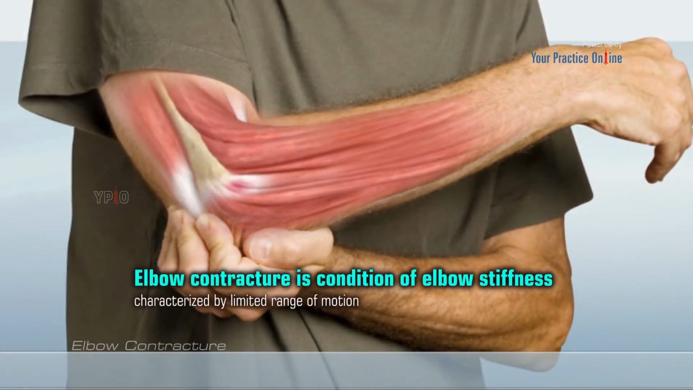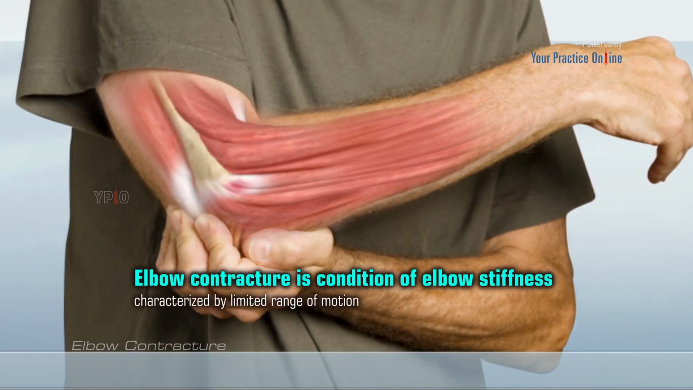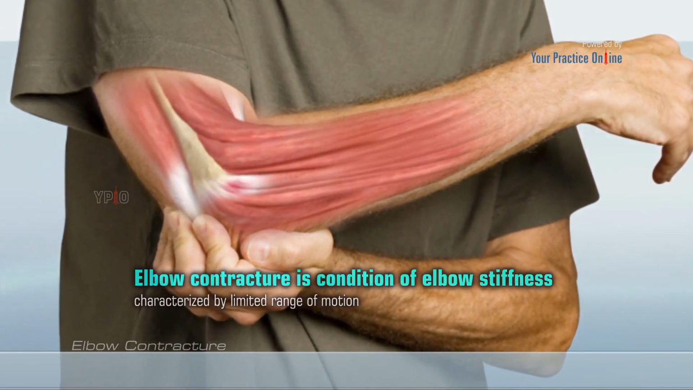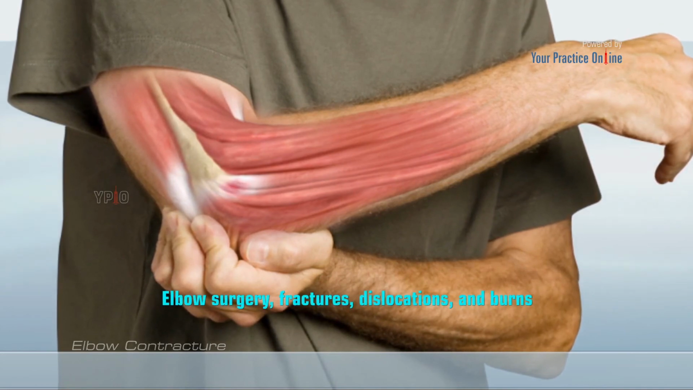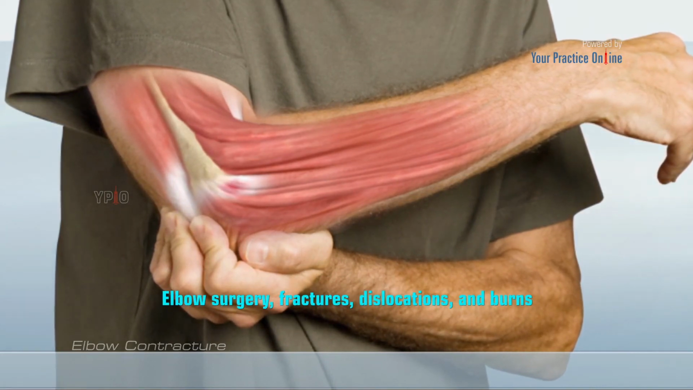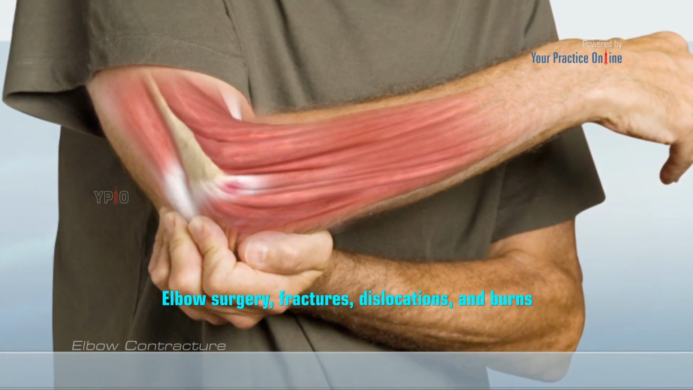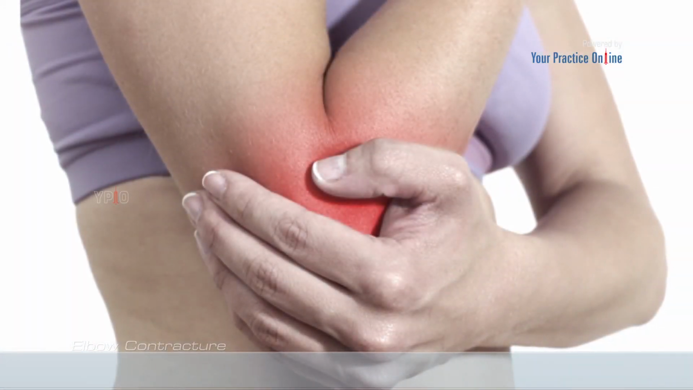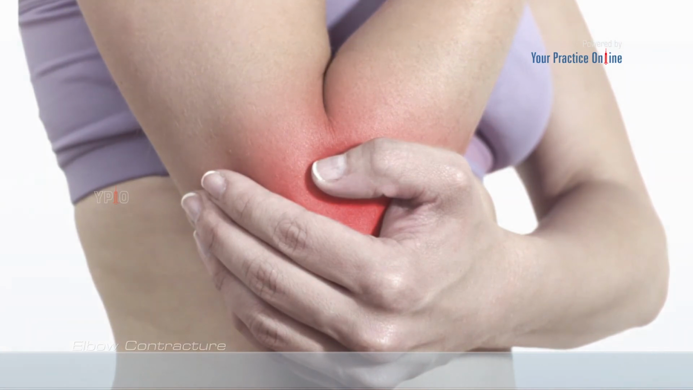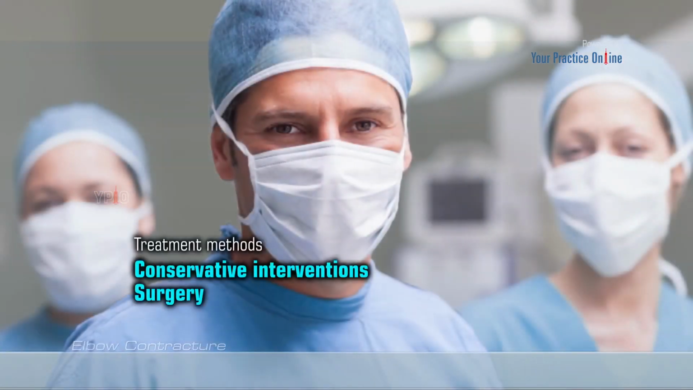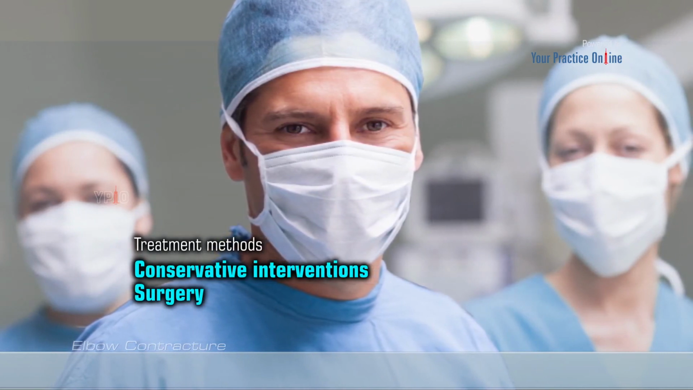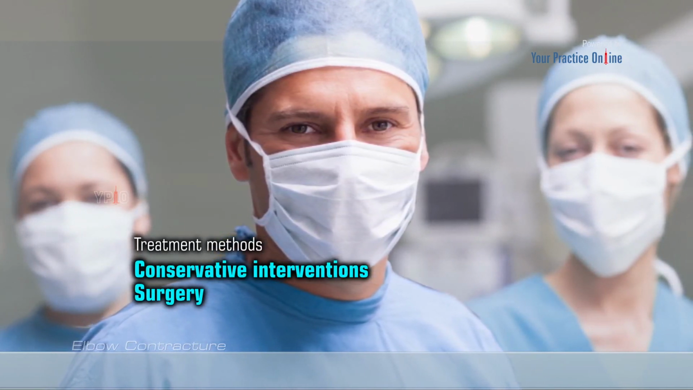Elbow contracture is a condition of elbow stiffness characterized by limited range of motion that can occur from elbow surgery, fractures, dislocations, and burns. Elbow contracture may hamper the individual in performing daily routine activities, but can be treated successfully either by employing conservative interventions or surgery if required.